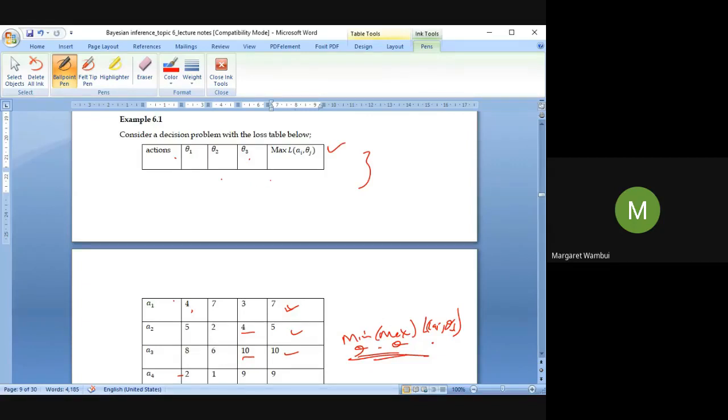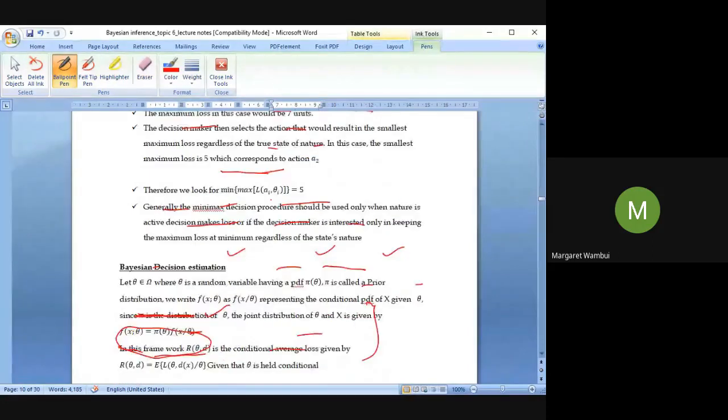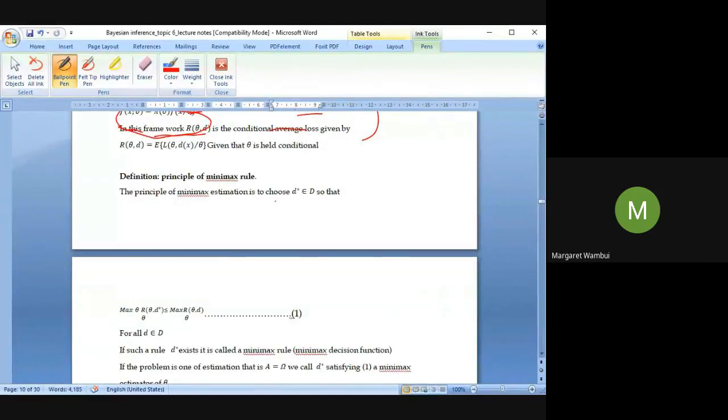But now you see where we have the prior, it means data has already been involved, because now you are updating your current data that you have observed with the prior information that you have. Then you can make a decision out of that.